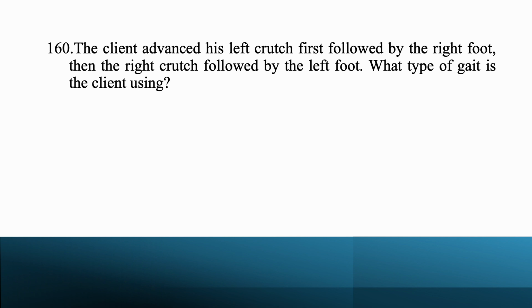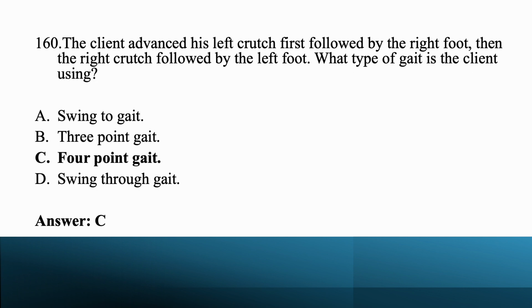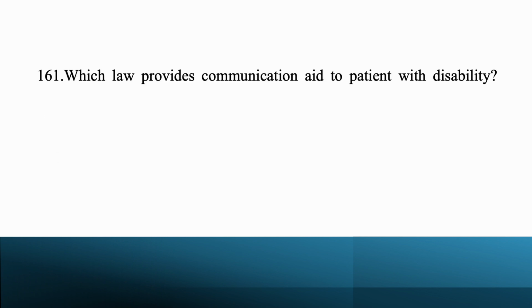Question number 160. The client advanced his left crutch first followed by the right foot, then the right crutch followed by the left foot. What type of gait is the client using? Option A. Swing to gait. Option B. 3-point gait. Option C. 4-point gait. Option D. Swing through gait. The correct answer is option C. 4-point gait.